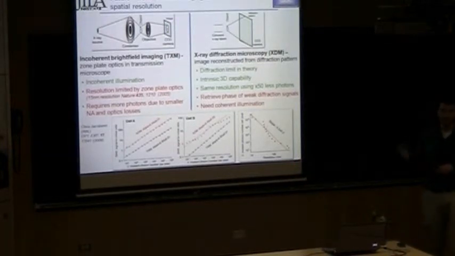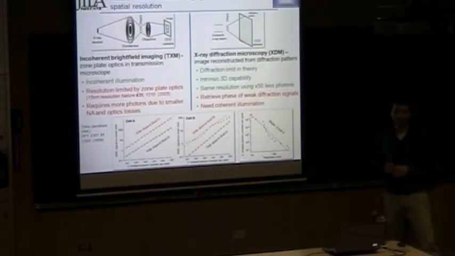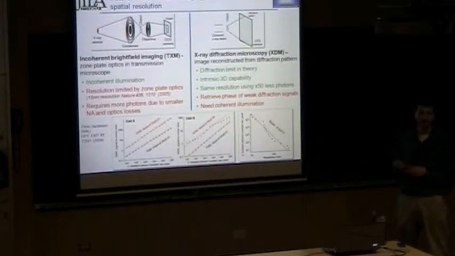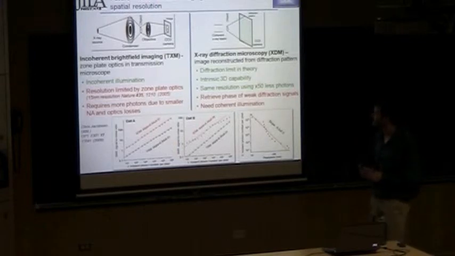And if you remember, we're using ionizing radiation at this point. So if you can reduce the dose of X-rays on your sample while you're trying to image it, obviously that helps out a little bit.